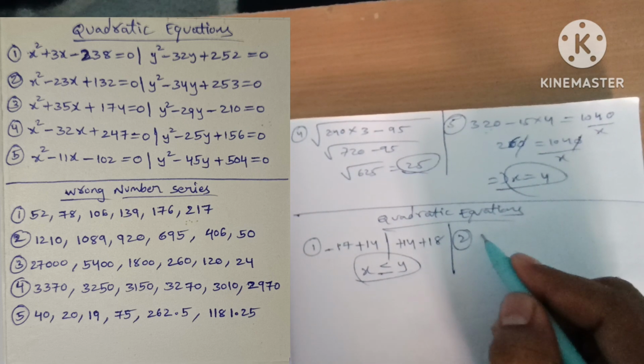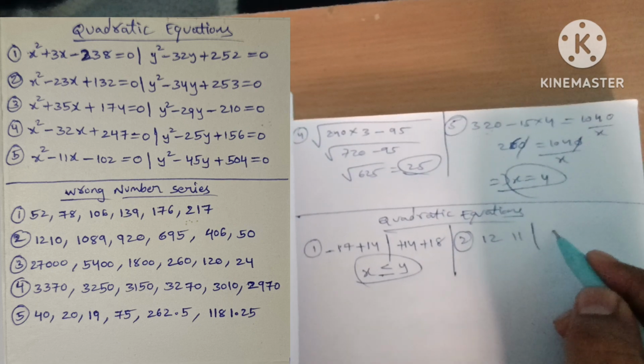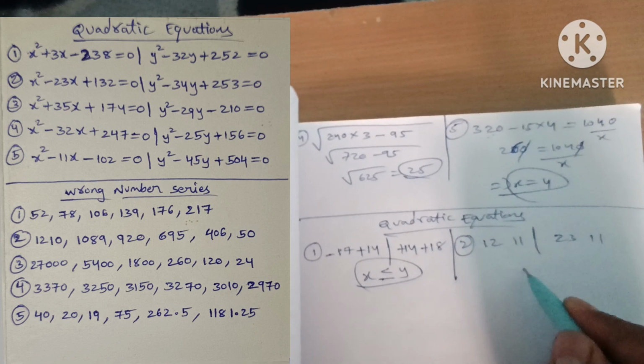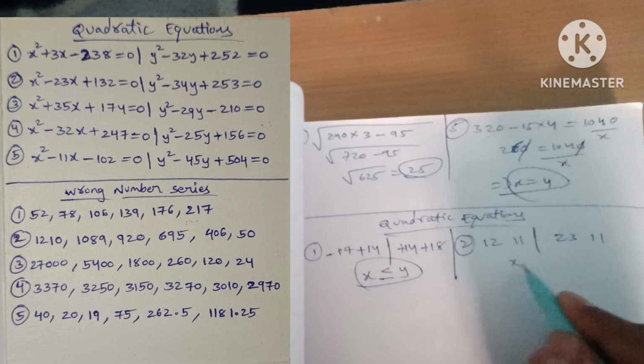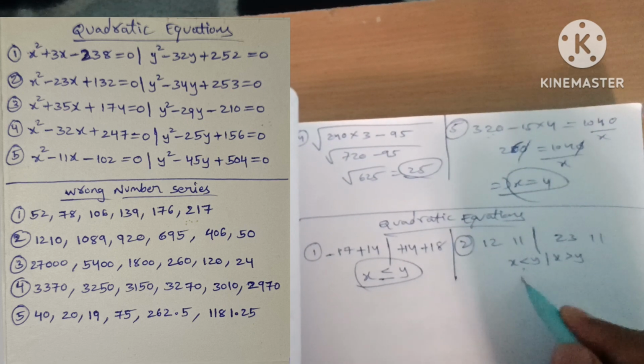Second one: x square minus 23x plus 132 means 11 times 12, and y square minus 34y plus 253, 253 means 23 times 11. So here we get x lesser than y and x greater than y, so no relation.